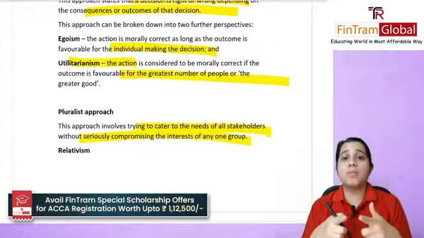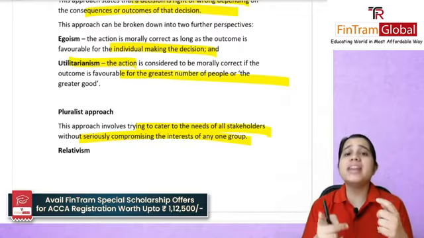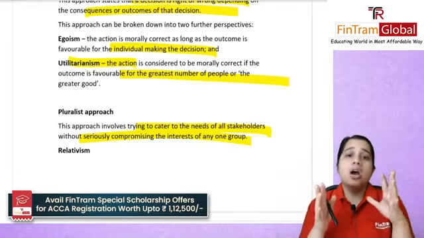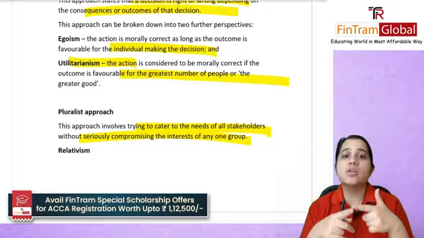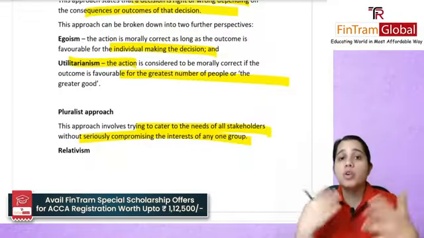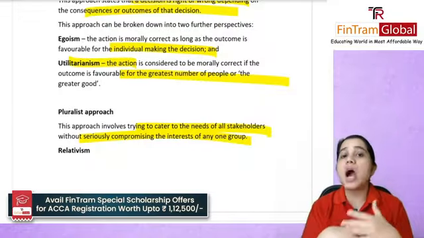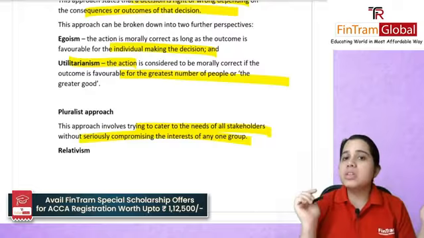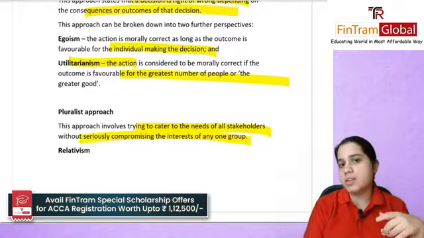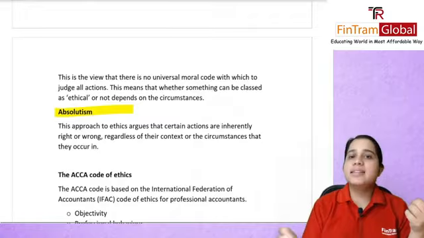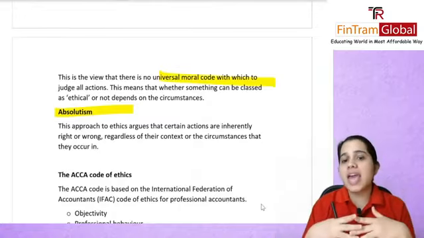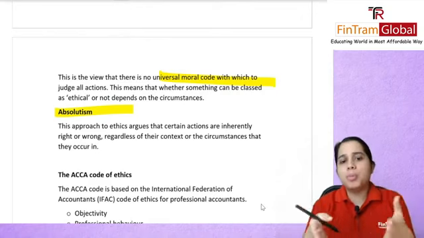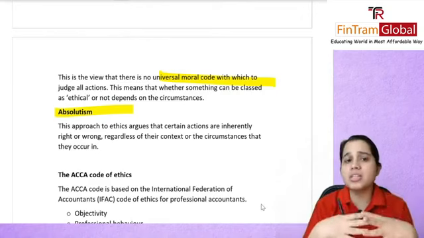I had discussed, if you remember, an example wherein I said that if an organization is opening a new factory, they will consider all the stakeholders, the people around there, their own employees, everyone, and see how they can cater to the needs of everyone. So that is a pluralist approach. There was relativism, which says there is no such universal moral code which can lead to those actions, and you will act depending on the situation.